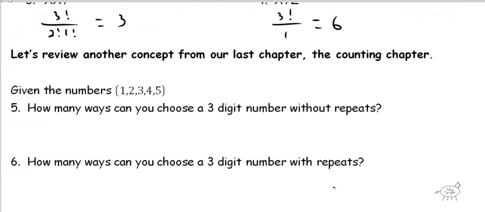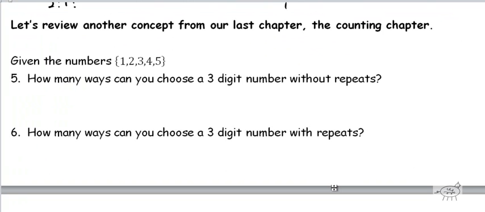The second thing I want to review, it says, let's review another concept from our last chapter, the counting chapter. Given the numbers 1, 2, 3, 4, 5, how many ways can you choose a 3-digit number without repeats? Well, remember, using the slot method. So it's a 3-digit number. There are no repeats, so how many numbers do I choose from? I have 5 to choose from, and then I use 1, I have 4, then I use 1, I have 3. Okay, so I get 60.